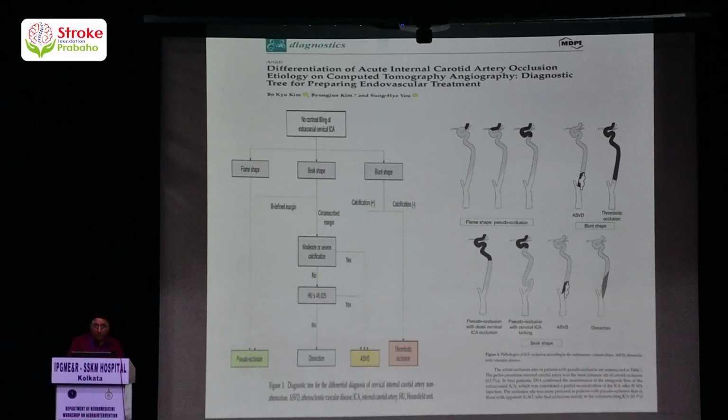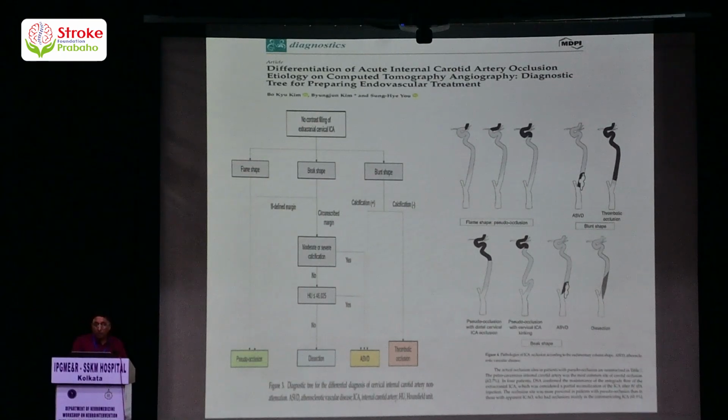Then there may be the beak sign. The beak sign is a small beak-like thing that you can see on CT angio. The small beak may be because of pseudo occlusion, or because of atherosclerotic disease, or maybe because of dissection. Atherosclerotic disease may have calcification, which helps identify it as atherosclerotic disease rather than dissection. Secondly, you can compare the Hounsfield units on both sides. If the Hounsfield unit is less than 45, then possibly it is not because of thrombus, but because of atherosclerotic occlusion, because of the proximal occlusion.